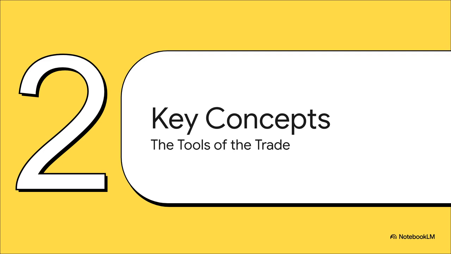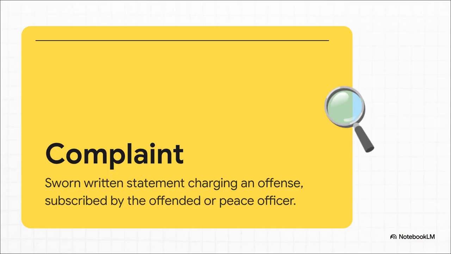Moving on to Part 2, Key Concepts, the Tools of the Trade. Let's look at a couple of essential terms from Sections 3 and 4 of Rule 110. You absolutely must commit these to memory if you want to understand how a case kicks off. First up, the complaint. Under Section 3, a complaint is a sworn, written statement charging a person with an offense. The absolutely crucial word here is sworn. It has to be under oath.